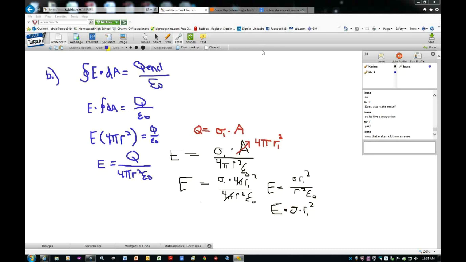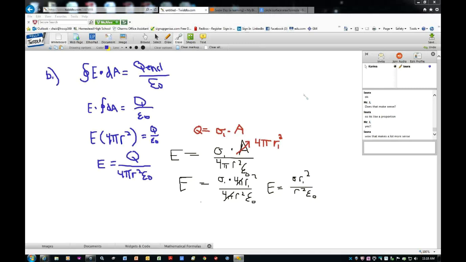Mr. Lampesty? Yeah. So do you want us to explain? Yeah, kind of explain what you did. Well, we used the equation for Gauss's law that we always start off with. And then we got to E equals Q over pi R squared epsilon naught. But then you helped us and told us that Q equals sigma times the area. And so we realized it was a proportion, like R1 over R.